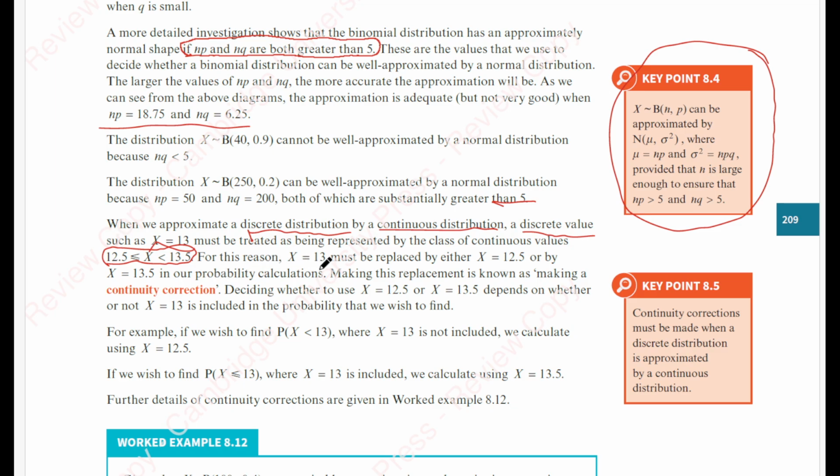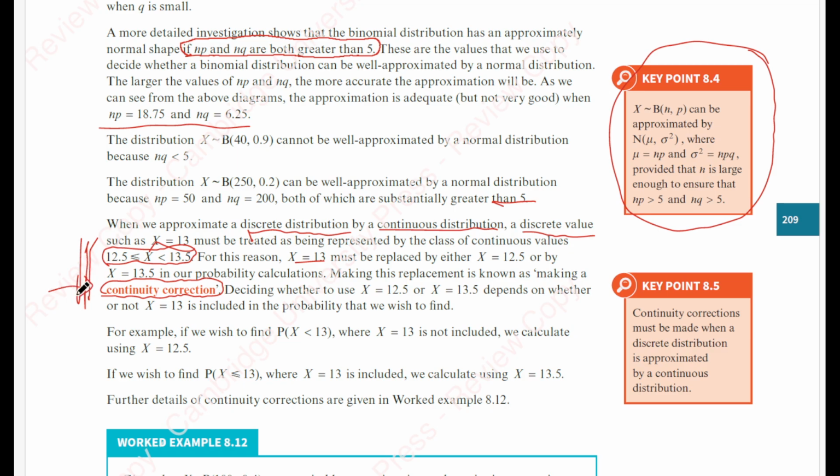And for this reason, x equals 13 can be replaced by either this or by that in our probability calculations. This is a very important thing. It means that if you do this replacement, you are making a continuity correction. In the exercises, you often have "make continuity correction" or "keep continuity correction." So use the continuity correction.